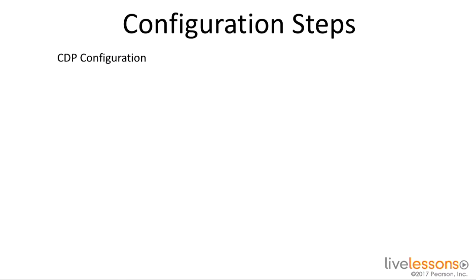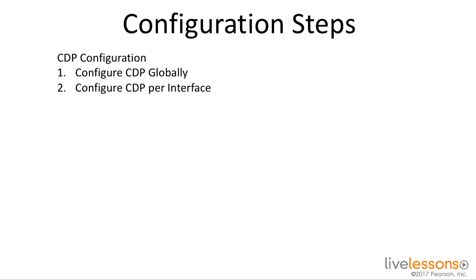In regards to our configuration steps, for CDP the first thing that we're going to do is log into the switch, and we're going to check to make sure that CDP is configured globally and the different commands that we can use to configure CDP. By default, CDP is enabled. The next thing we're going to do is examine how we can configure CDP on a per interface basis. And then we're going to run some show commands to see the type of information that CDP can give us.